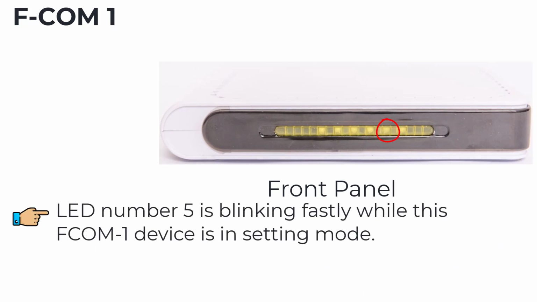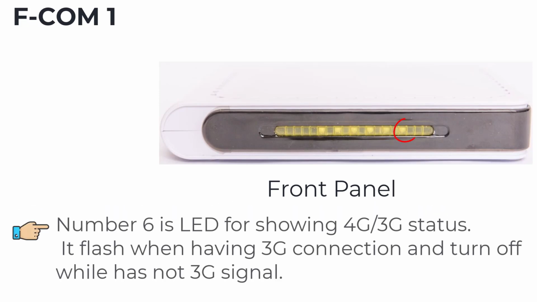5. LED number 5 is blinking fast while this FCOM 1 device is in setting mode. Number 6 is the LED for showing 4G, 3G status. It flashes when having a 3G connection and turns off when there is no 3G signal.